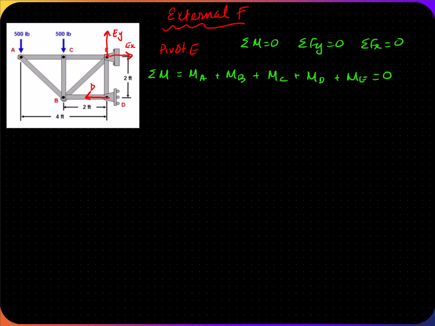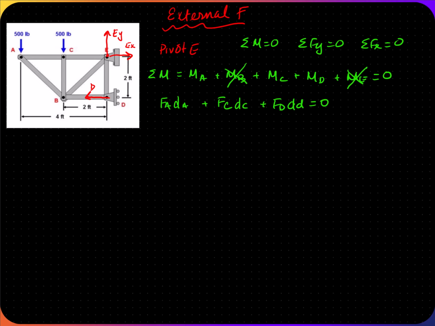So we know we have a moment at A because there's a given force. There is no moment at B because there's no force given and it is not a pin or a roller. We have a moment at C because a given force of 500 pounds is given, and we have a moment at D. We do have a moment at E, but since it is our pivot point, it will cancel out. Now I'm going to substitute in. So this is going to be FA dA plus FC dC plus FD dD. This is equal to 0.